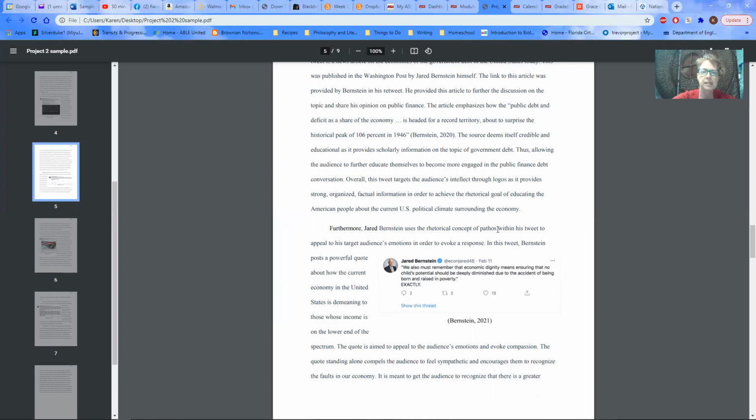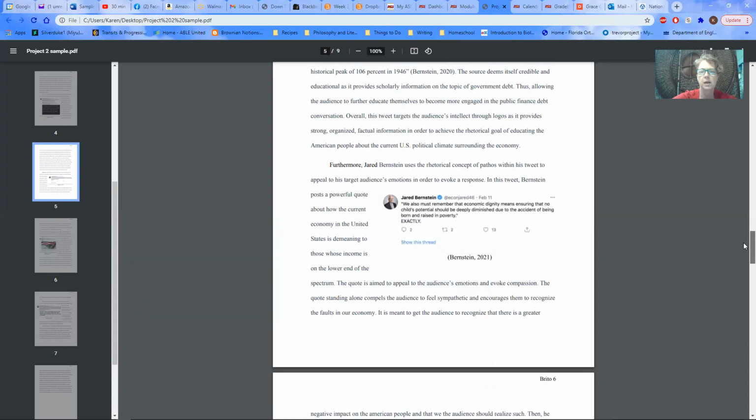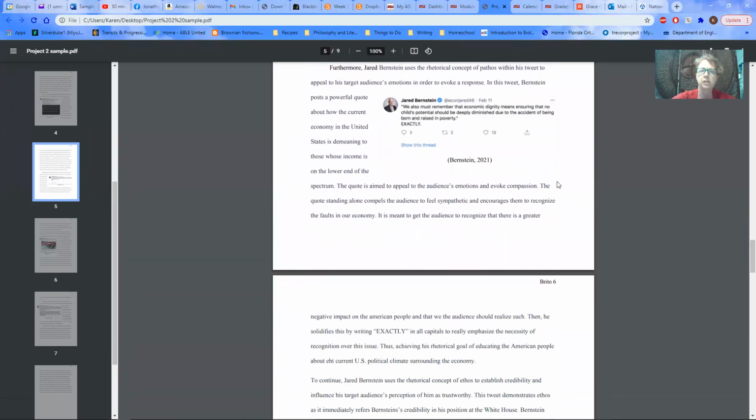So then when she gets into pathos, she gives some examples here and begins to analyze the emotional appeals, which of course play on the audience's emotion. See here, she discusses how the quote is aimed to appeal to the audience's emotion and evoke compassion. So we're looking for words that evoke emotion, and we're also looking for images that evoke emotion, and that's your pathos that you're focusing on.